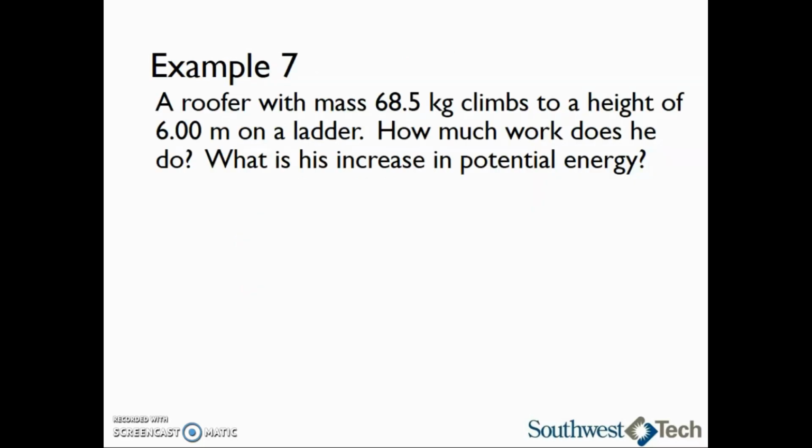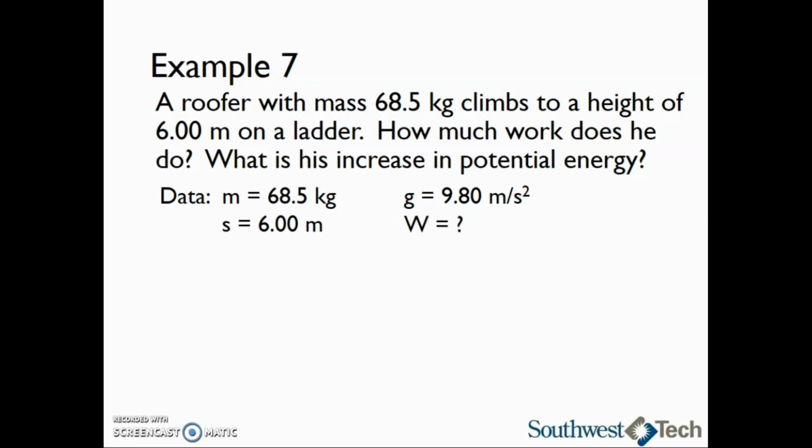A roofer with a mass of 68.5 kilograms climbs to a height of 6.00 meters on a ladder. How much work does he do? And what is his increase in potential energy? First, let's write down all of our data to solve for the amount of work done. The roofer's mass is 68.5 kilograms. The height s the roofer climbs is 6.00 meters. Since he's climbing vertically, we will need the acceleration due to gravity g, which is 9.80 meters per second squared. We are trying to find work w.